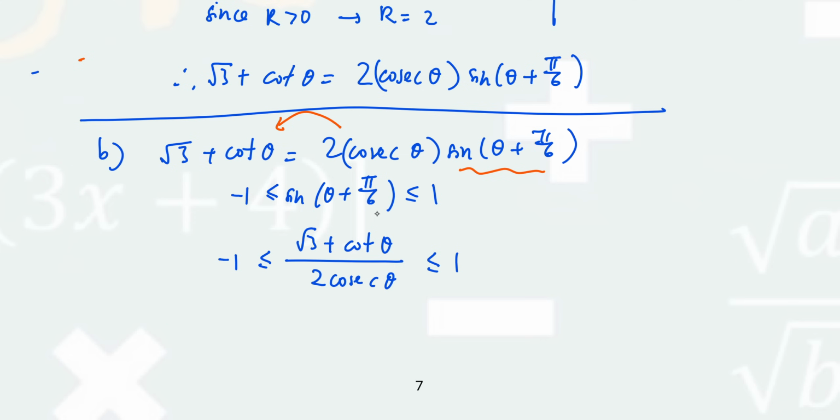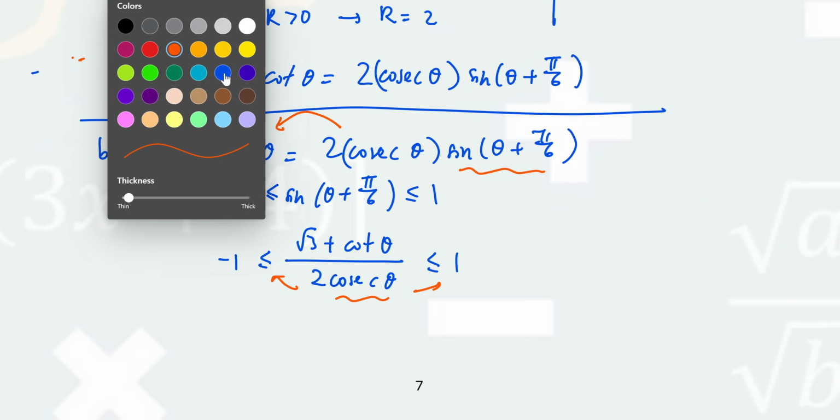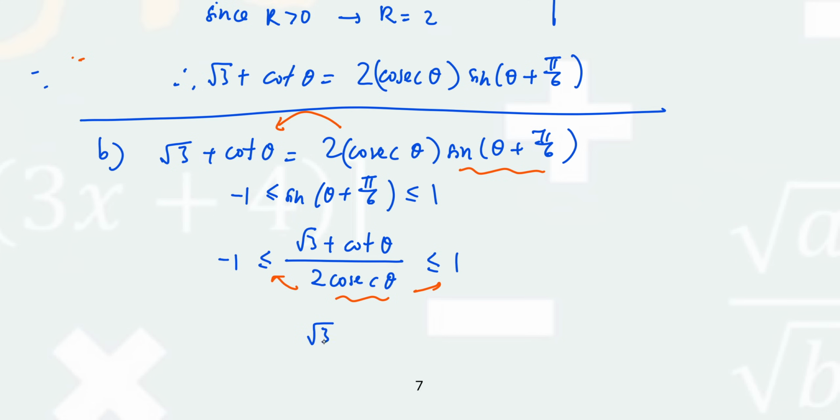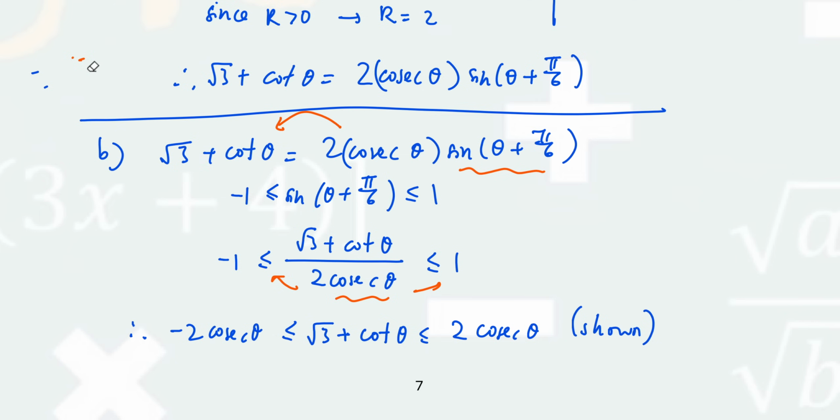So from here, I will just move this 2 cosec theta, or I can just multiply it to the whole inequality. Which means now I will be getting root 3 plus cotangent theta is between negative 2 cosec theta and positive 2 cosec theta. So with this, I have shown the inequality. Alright, so done for this question.